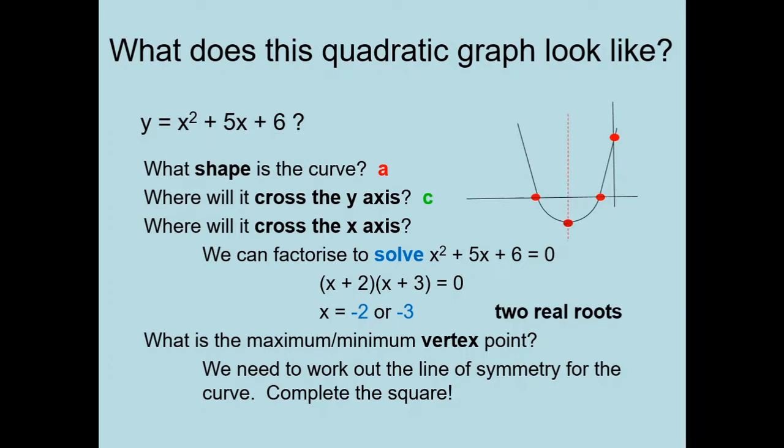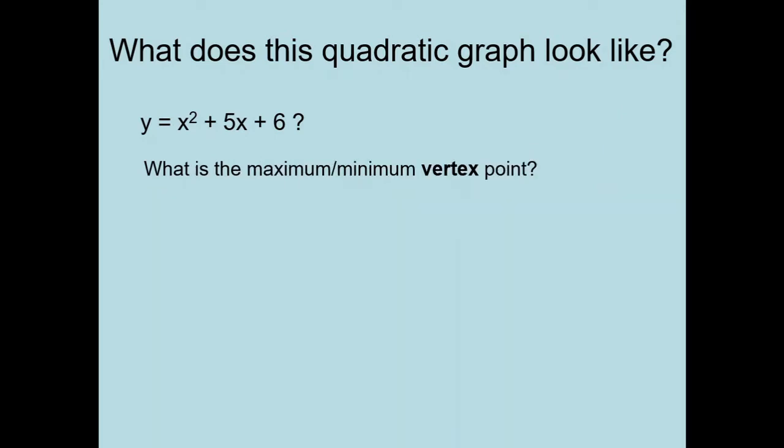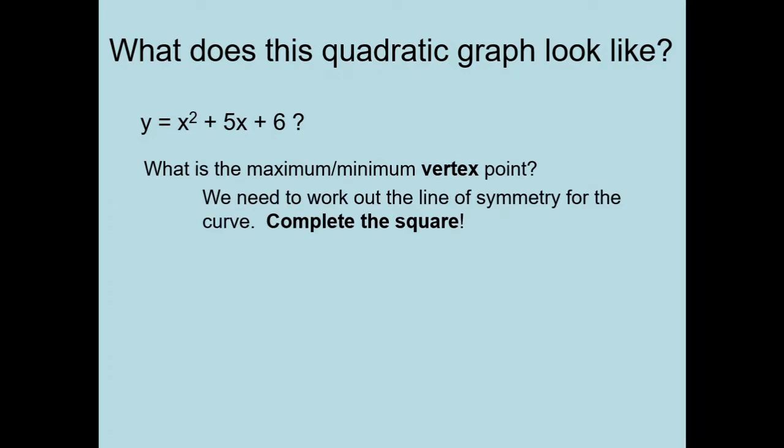Here's my line of symmetry. It's perfectly in between my two roots. If I can figure out what that x value is, I can figure out what the y value is down here, and I'll get my xy coordinate for the vertex. And for that, let's do the completing the square. So what is the vertex point?